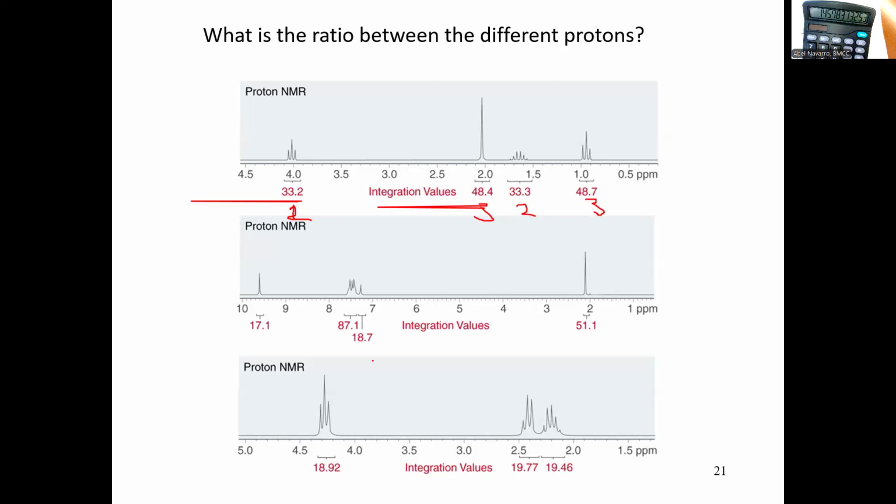So work on these ones. For example, this one is 18.7, no, my smallest is 17.1. Divide everything by 17.1. The values are all very close: 18.9, 19.7, 19.9. So it could be 1, 1, 1, and 1, and 1, and 1. Each could be 1 integration value.